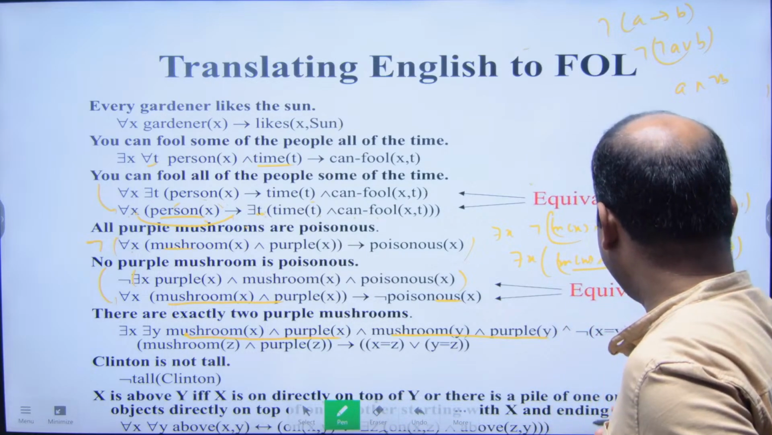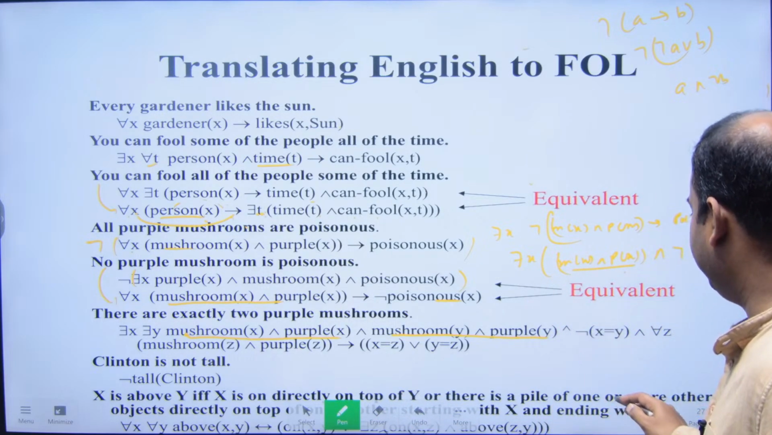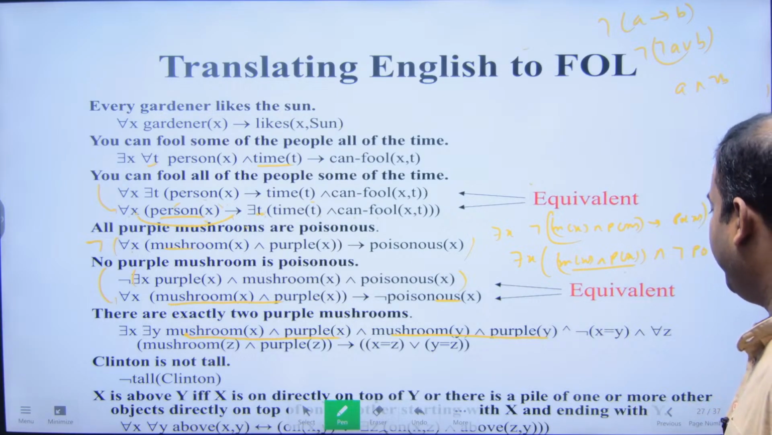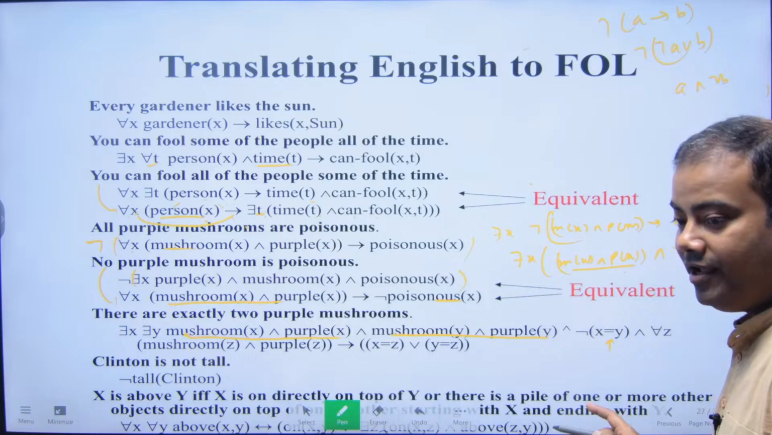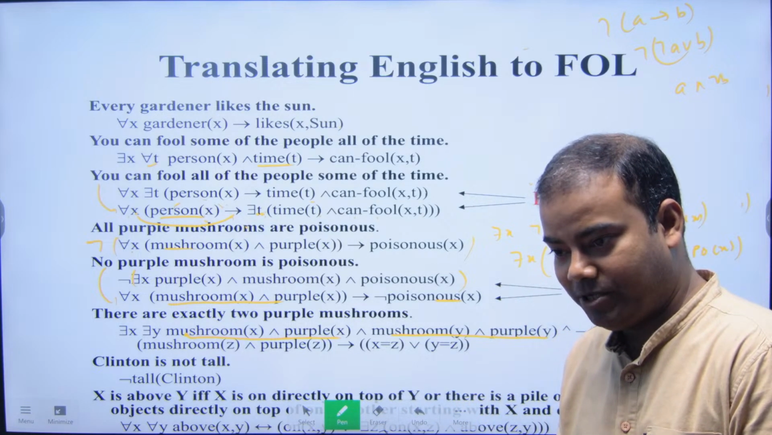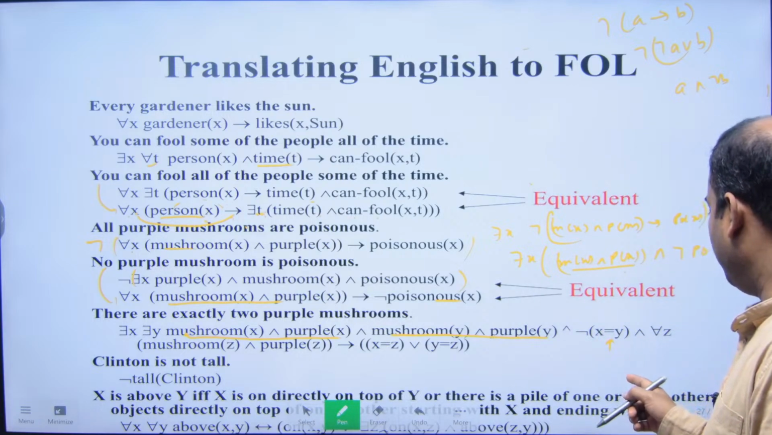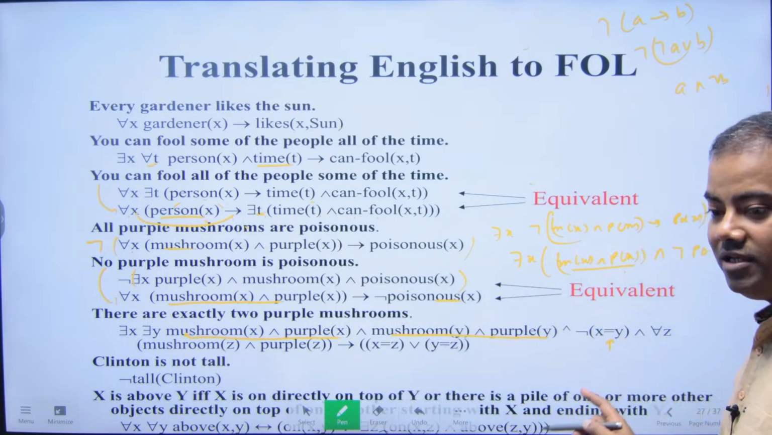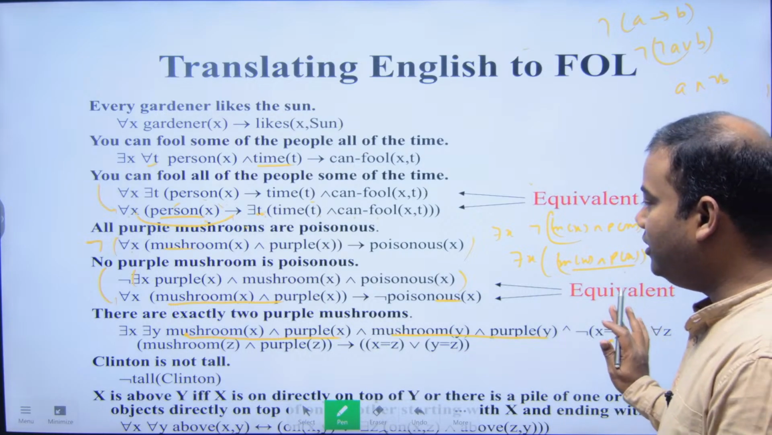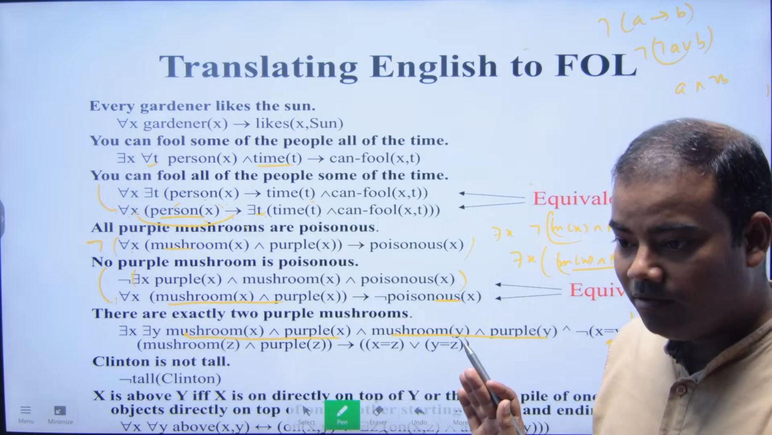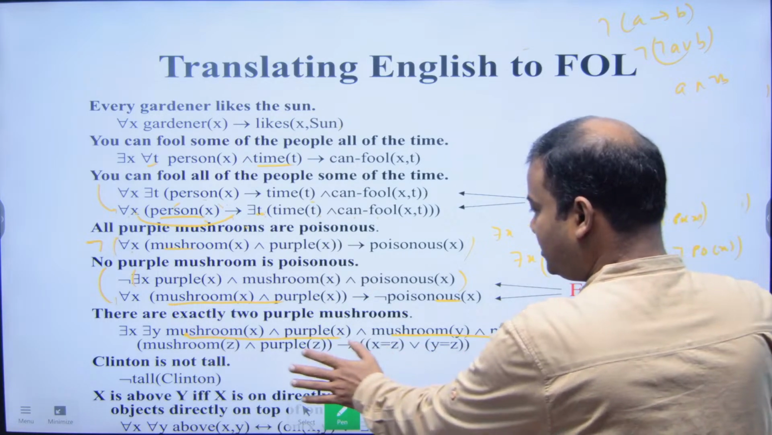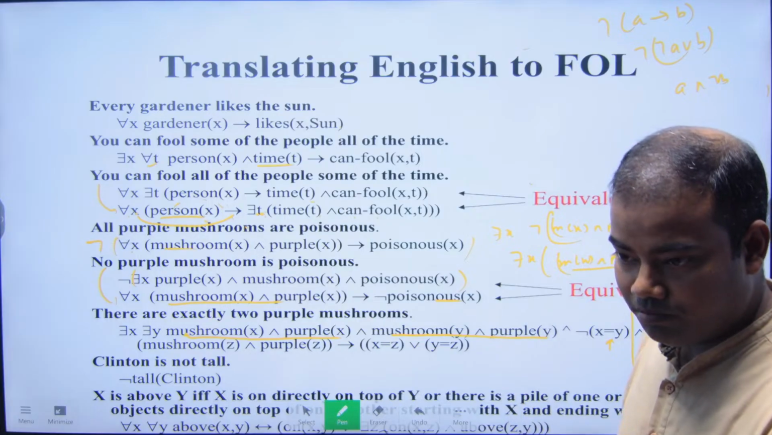Okay. Now, x is not equal to y. Why? If x is equal to y, what happened? It may be then there is only one purple mushroom. So if you write x not equal to y, it means x and y are different. So if you write only this, the meaning of this is 2 individual purple mushrooms. If we do not write this, it means more than 2 purple mushrooms.